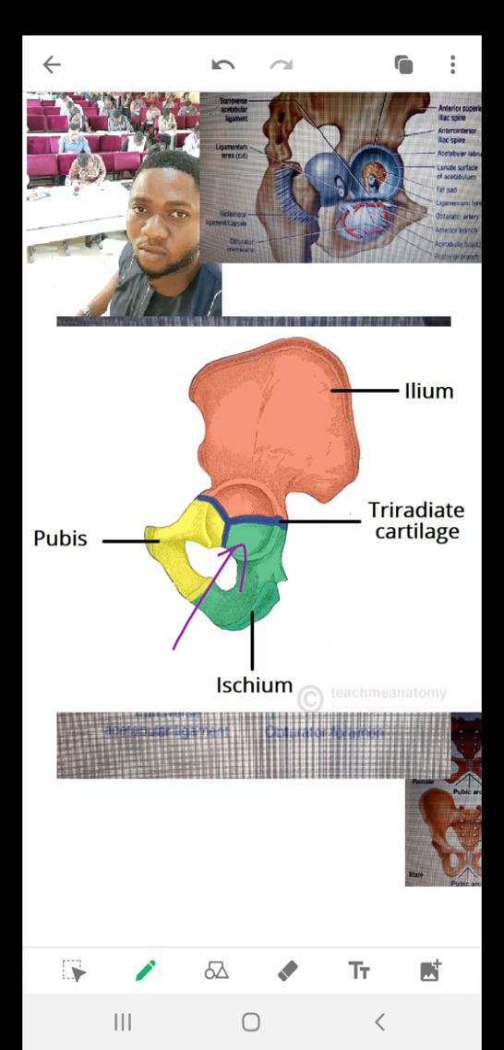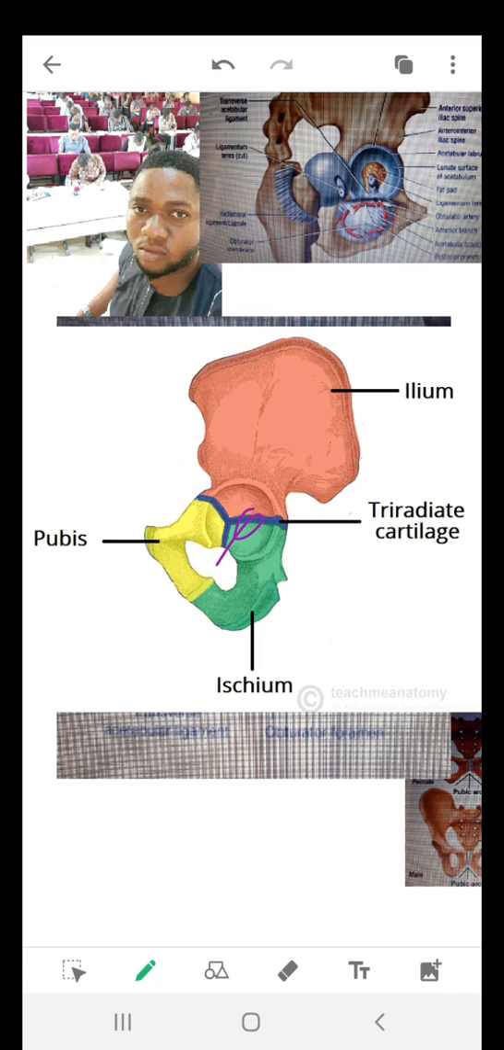So at the lower part of the acetabulum, the acetabular notch is located, and it is continuous with the circular depression, which is the acetabular fossa. Here we have the acetabular fossa. So the acetabular notch is just the lower part of the acetabulum.